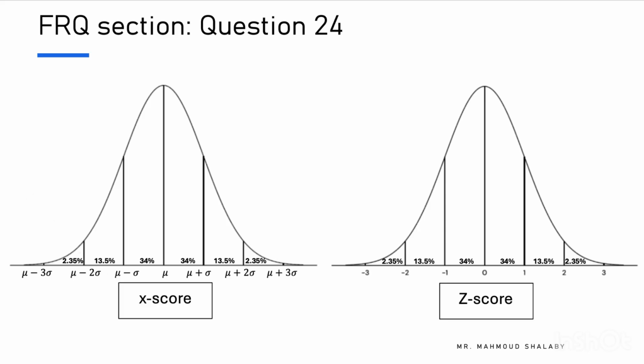As you remember, ya shabab, we usually used the normal distribution curve, and this will be the x-score. It means before standardizing or coding the data. And we know that mu, which represents the mean, is usually exactly in the middle, and every time I add one standard deviation or subtract from the other side, it will be like mu plus sigma, mu plus 2 sigma, mu plus 3 sigma, and from the other side mu minus sigma, mu minus 2 sigma, mu minus 3 sigma.